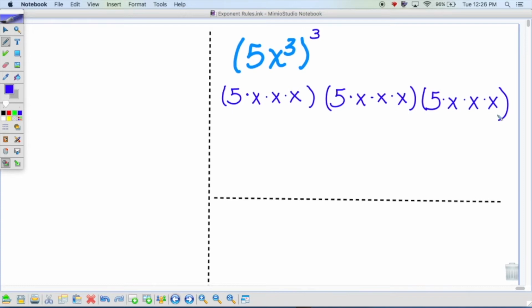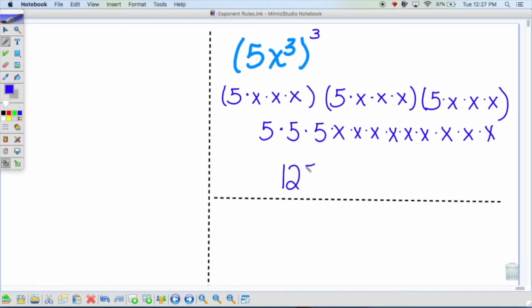Again, the commutative property of multiplication tells us that we can reorder this. So I can reorder it as 5 times 5 times 5, and then x multiplied by itself 3 times, again 3 times, and again 3 times. So 5 times 5 times 5, is that 15? No, 5 times 5 is 25, times 5 again is 125, and x is being multiplied 9 times.